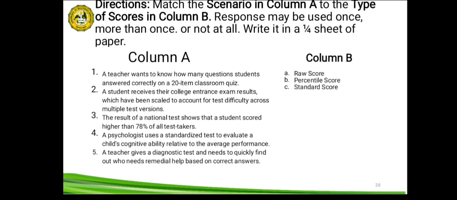So before we end, I have here an activity, and the direction is to match the scenario in column A to the type of score in column B. Responses may be used once, more than once, or not at all. Write it on a 1/4 sheet of paper and be ready to justify your answer in the classroom.